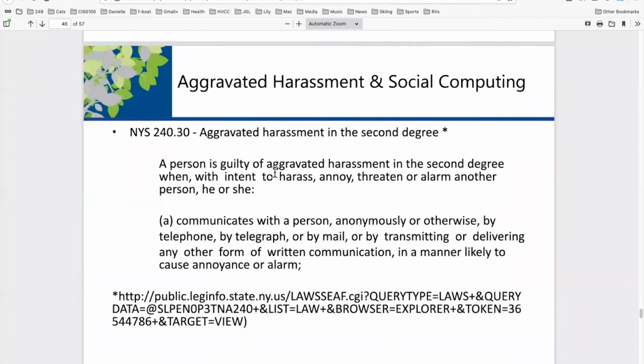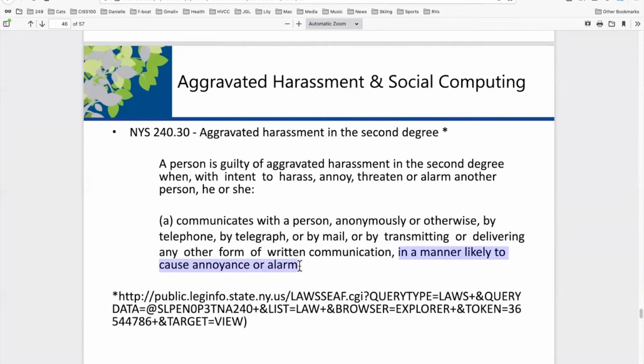A person is guilty of aggravated harassment when they communicate with a person anonymously or otherwise, by telephone, telegraph, by mail, or transmitting or delivering any form of written communication. So this does cover social media posts, email, etc., in a manner likely to cause annoyance or alarm. Okay, that is actually not challenging to do, in a manner likely to cause annoyance.